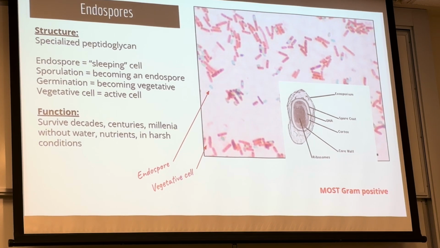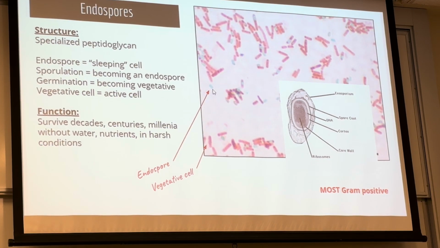So endospores, we're going to do this experiment in the lab as well. We're going to dye these and look at endospores and vegetative cells. See, this one is sporulating right here. And this one, that's a vegetative cell. These are the vegetative cells. This is an endospore.